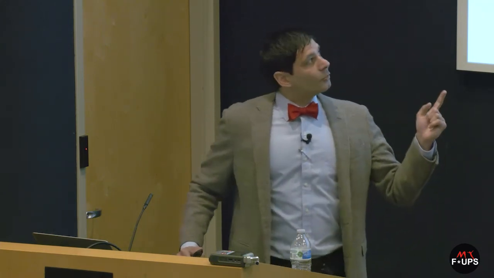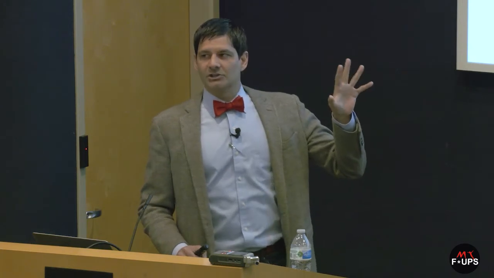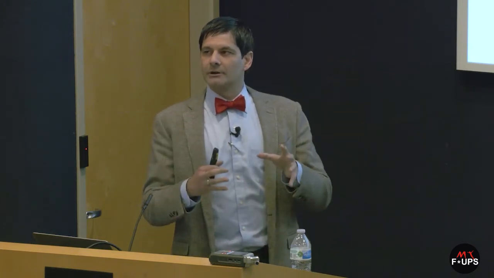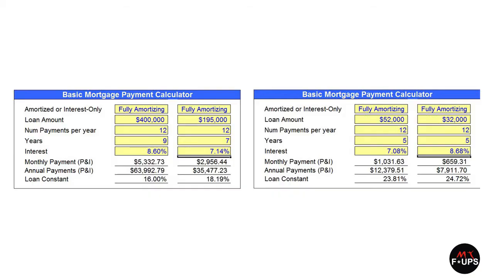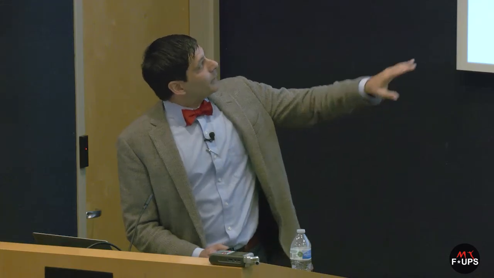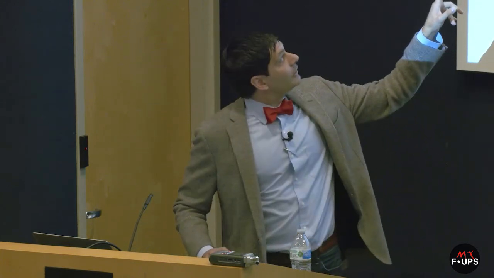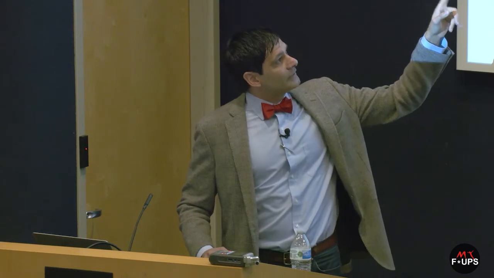When you look at the 5 loans that I put together to create that business, one was a $400,000 loan from Bank of America. There was a $195,000 loan from GE. There was a $52,000 loan, a $32,000 loan. I can't remember who they were. But the reality is when you start looking at the loan constants of these loans, look at the terms: 9-year, 7-year, 5-year, and 5-year terms.